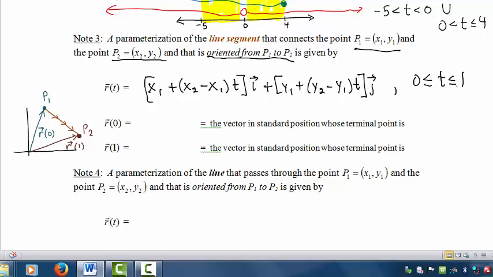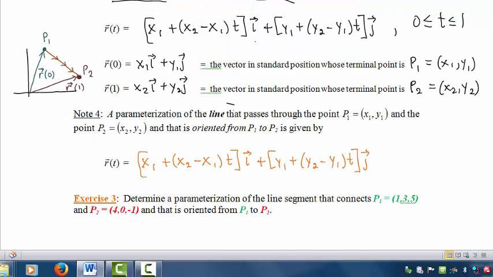Notice that if t is 0, we get x1 i plus y1 j, which would be the vector in standard position whose terminal point is P1. And if t equals 1, we get x2 i plus y2 j, the vector in standard position whose terminal point is P2. If you write the following parametrization, as you see here in orange, and you do not restrict the domain, what you have given is a parametrization of the entire line that passes through P1 and P2 and oriented from P1 to P2.